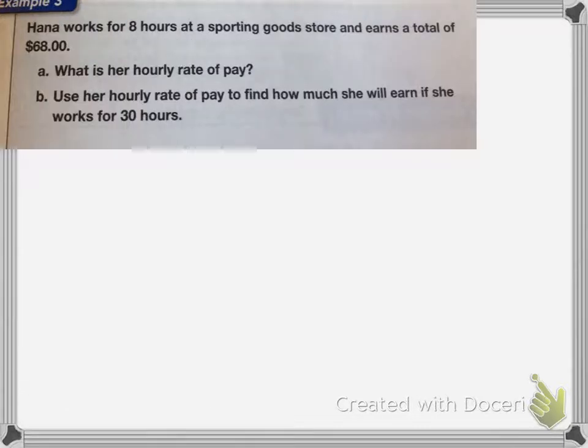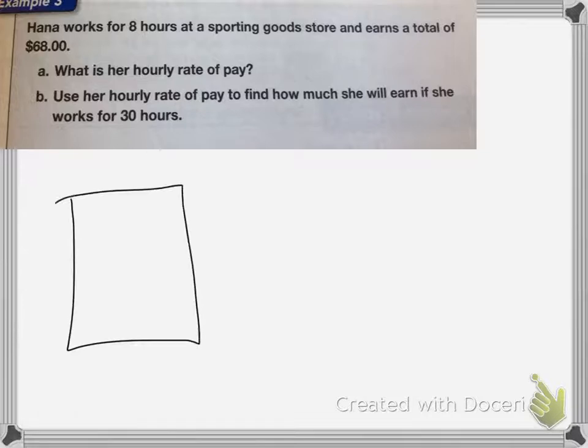Okay, for this one, it deals with money. So Hannah works for 8 hours at a sporting goods store and earns a total of $68. I first want to know what her hourly rate of pay is, and then use that rate of pay to find out how much she'll earn if she works 30 hours. So we're going to use a ratio box for both of these parts.